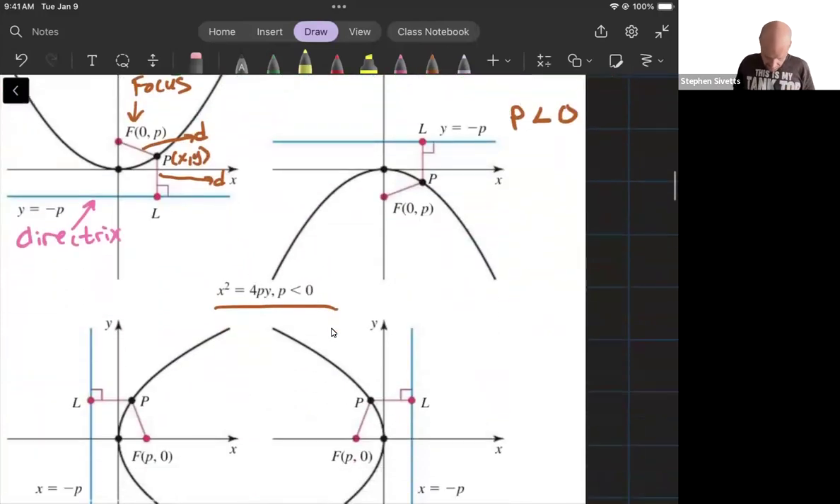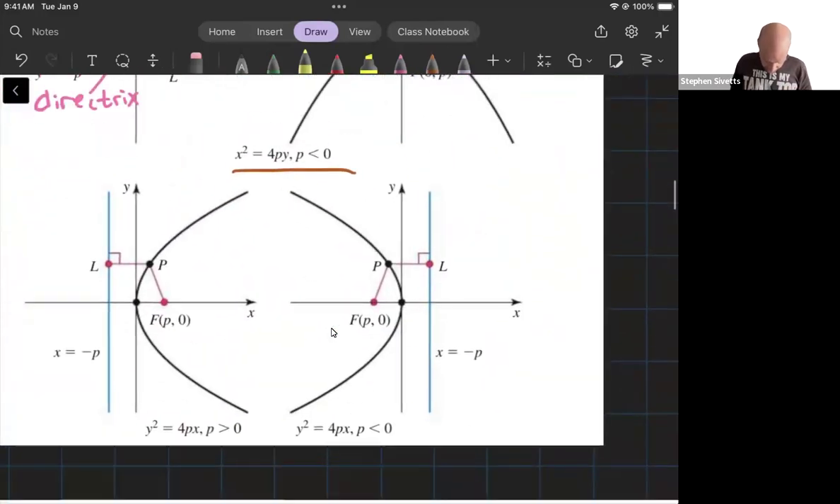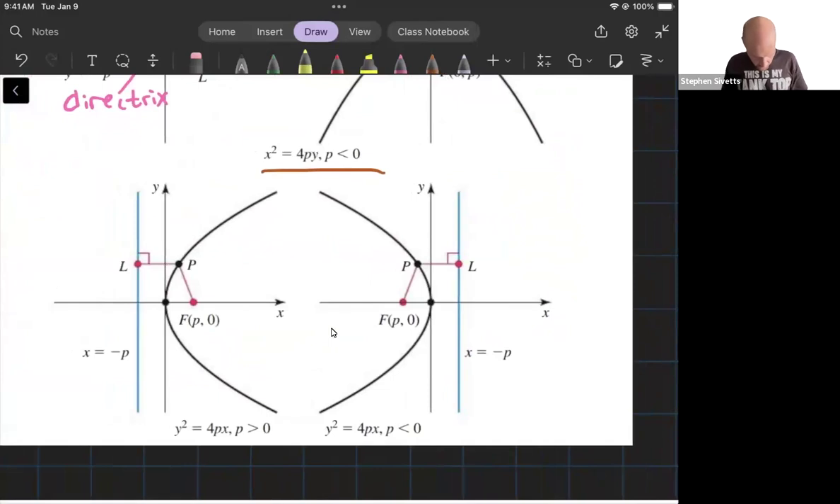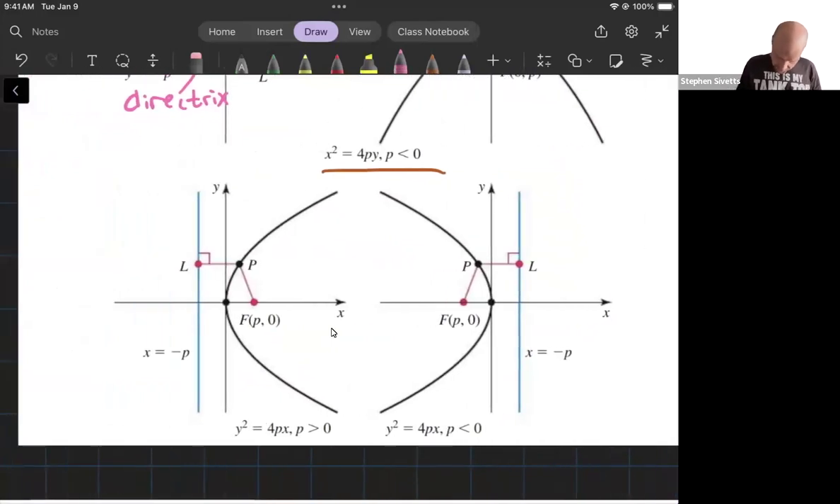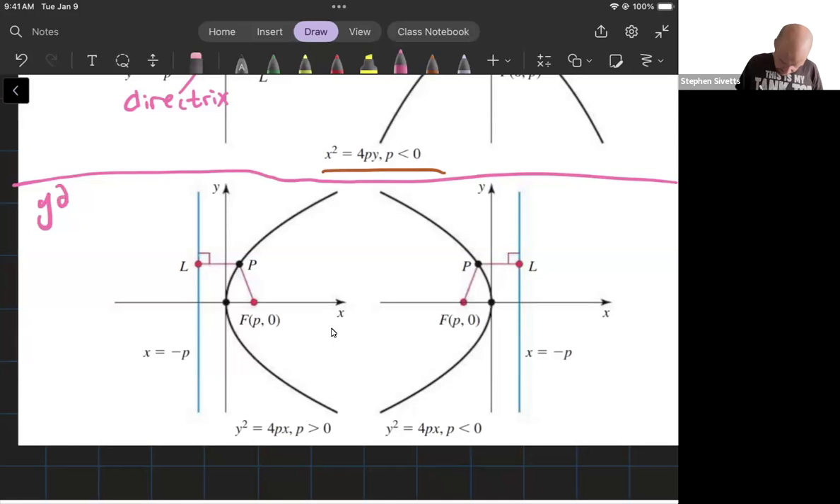And there's also the other type, right? The other type of parabola is where it opens left or right. And the equation for this parabola is going to equal the following. So y squared is going to equal 4 times p times x, right?